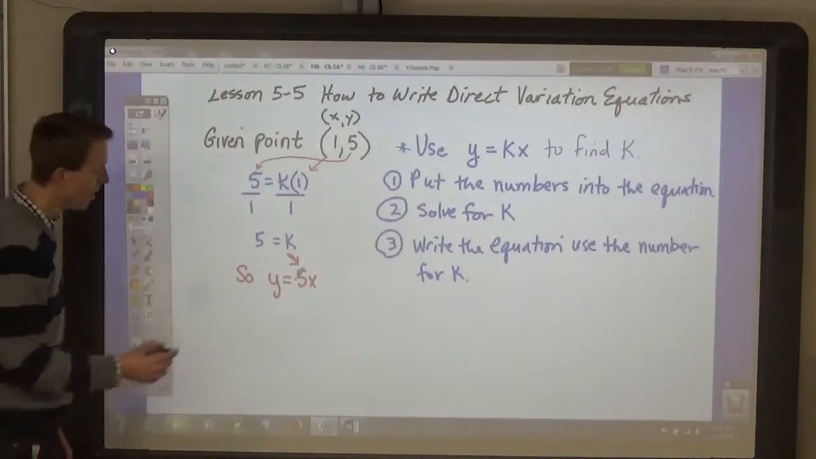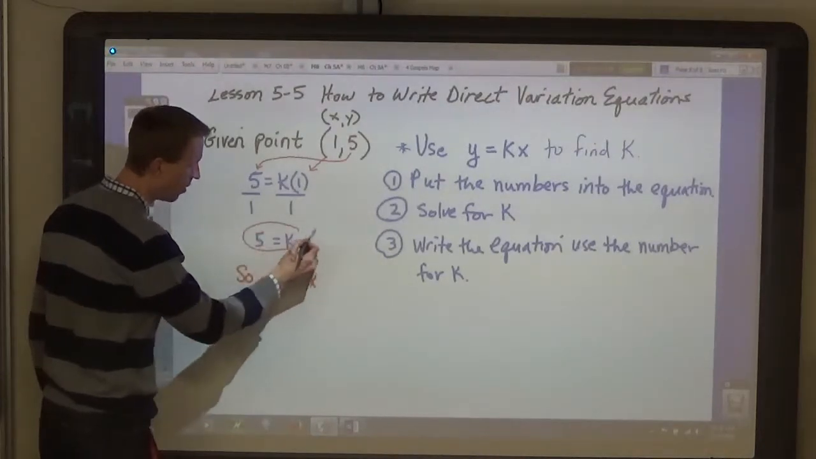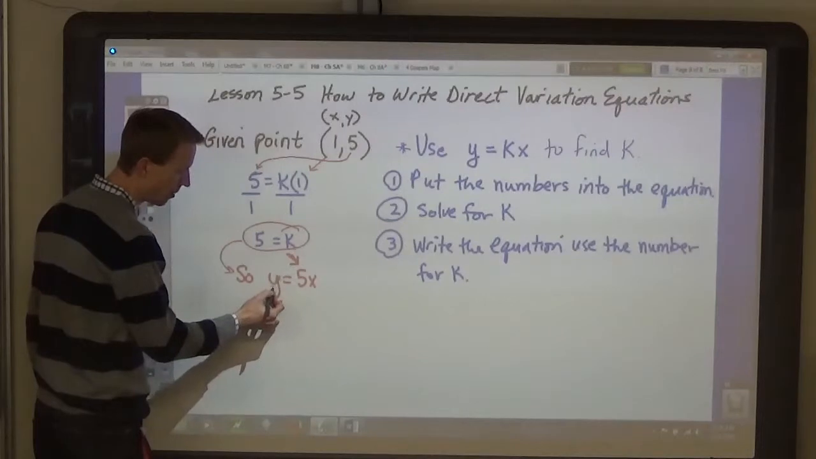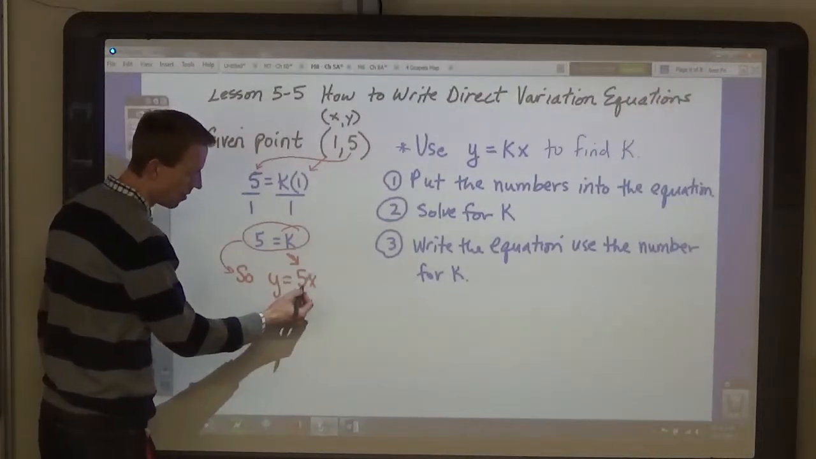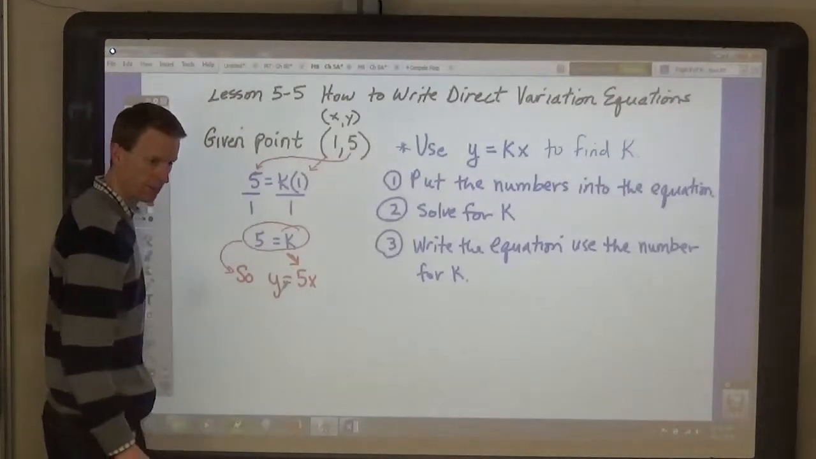Alright? Once you know what k equals, you write it into this equation and replace the k with 5, and you write it with an x and a y. Okay?